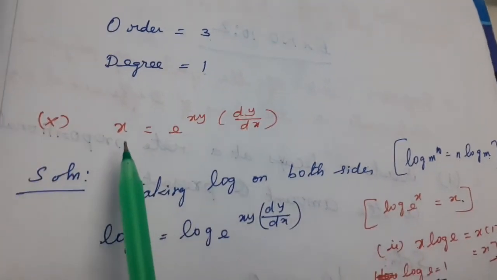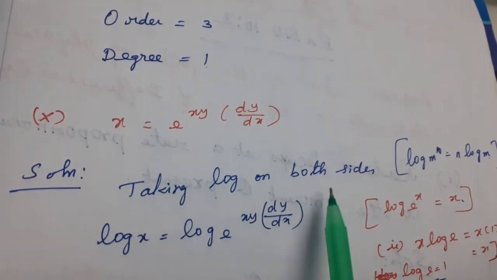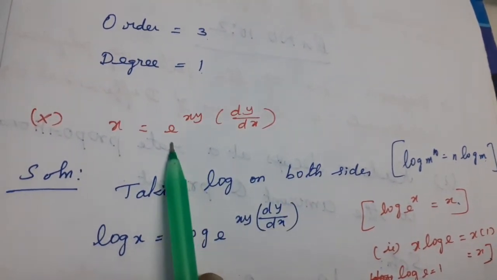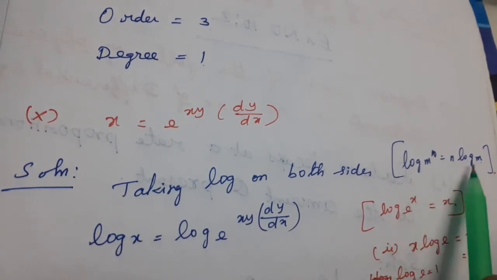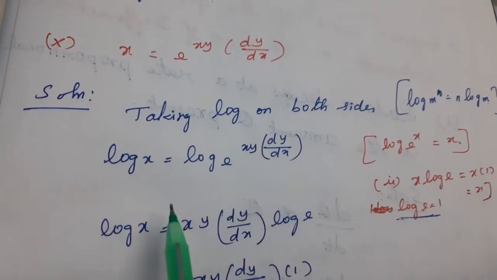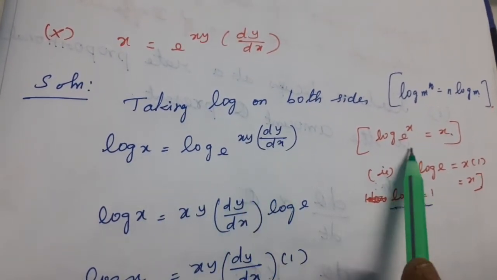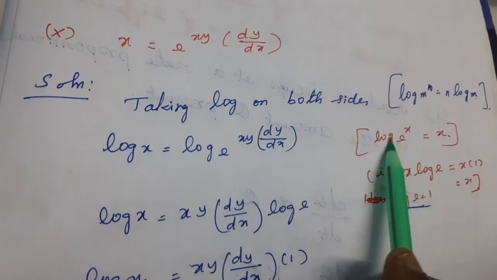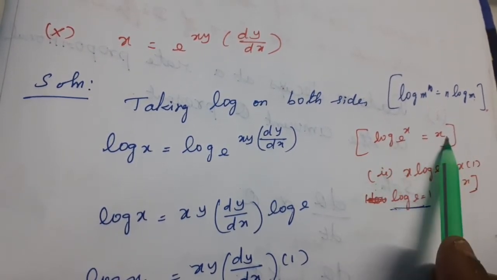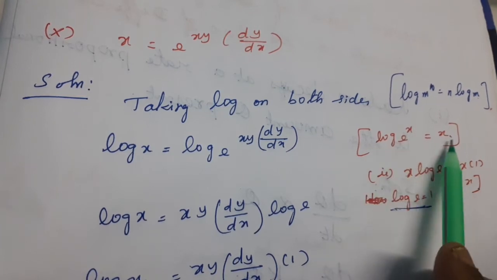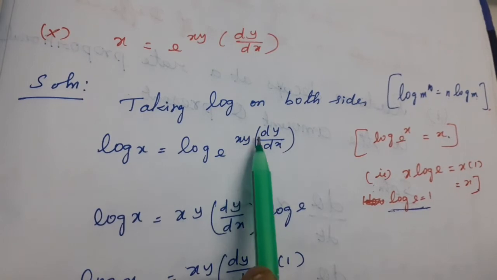See the 10th one. It is equal to e power xy dy by dx. Taking log on both sides, because this is exponential form. Log m power n is n into log m. So listen here. log x is equal to log of e power xy dy by dx. Log of e power x is nothing but x. So log x is equal to log of e power xy into dy by dx.